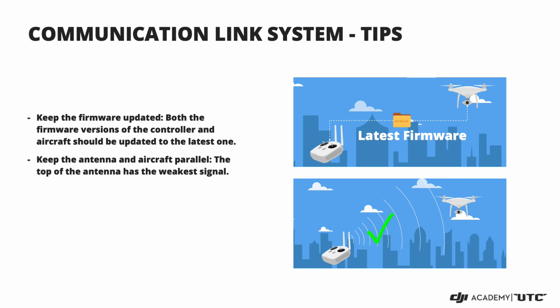There are several tips for keeping a good signal. The first one is keeping both the aircraft and the controller at the latest firmware. The second one is keeping the antenna and the aircraft parallel, because the top direction of the antenna has the weakest signal, so don't point at the aircraft. Let's play a video about this topic.